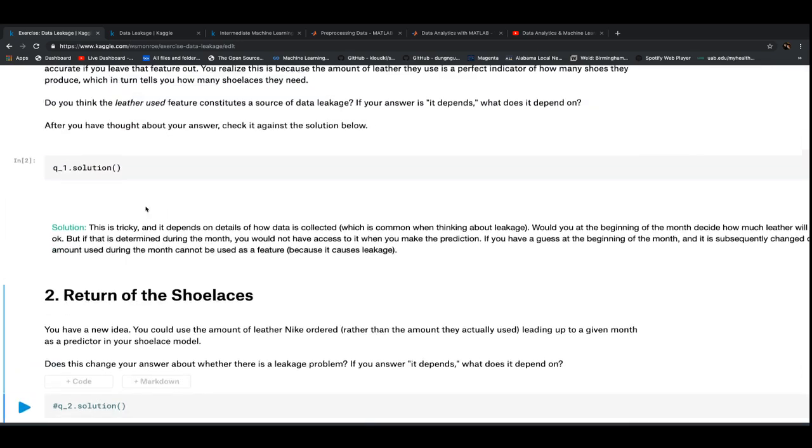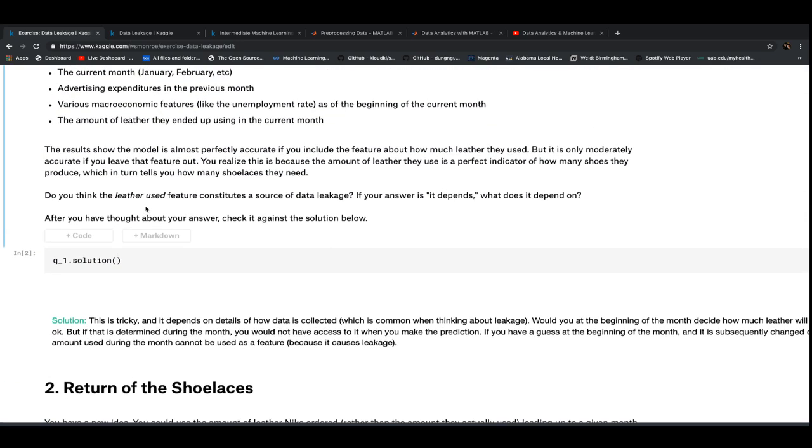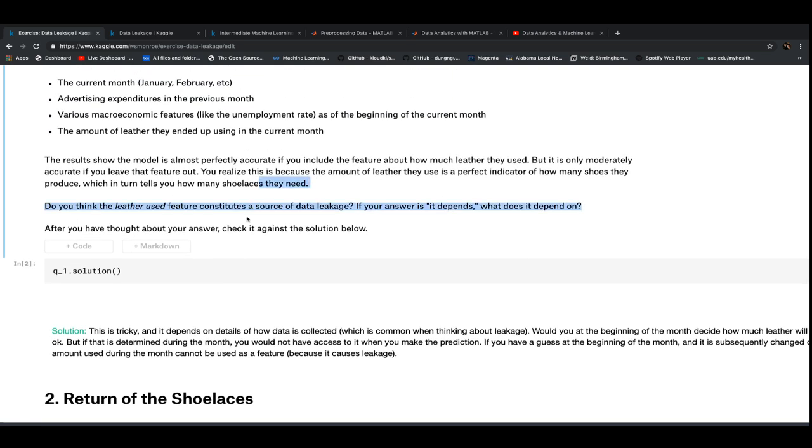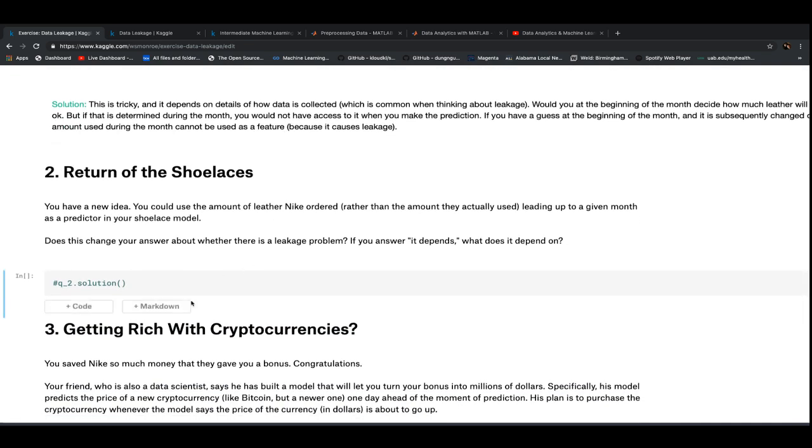So up here, the other thing that was kind of a hat tip to let you know is that they say the model is almost perfectly accurate. Again, if you have an almost perfectly accurate model, then you should be a little bit suspicious. So let's go down here and see how we did.